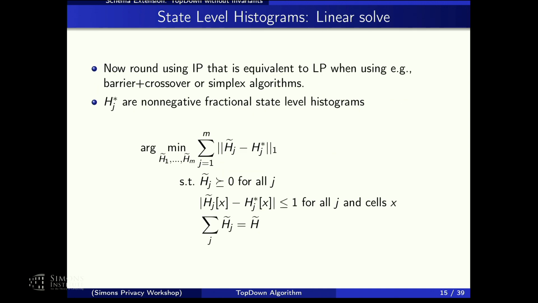Okay. So again, we round it using a linear program, same as before, except we have this added constraint that the integer state solutions have to add up to the integer national solution. Okay, questions?